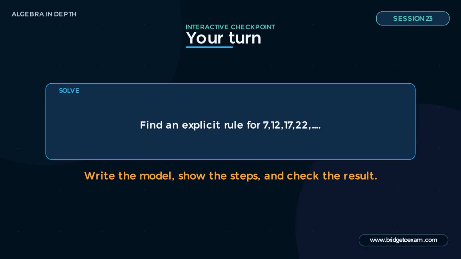Now it is your turn. Find an explicit rule for 7, 12, 17, 22, and so on. Pause, write each algebra step, and use the next 6 seconds to finish your solution.